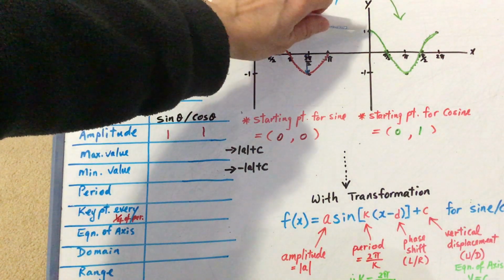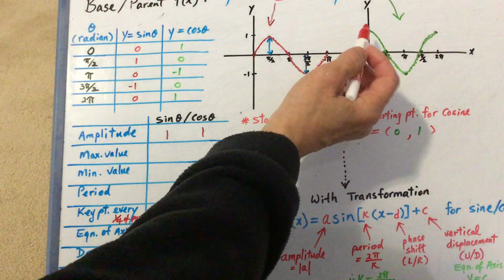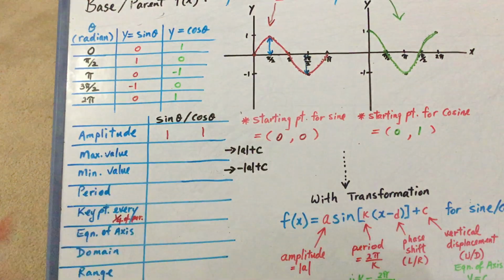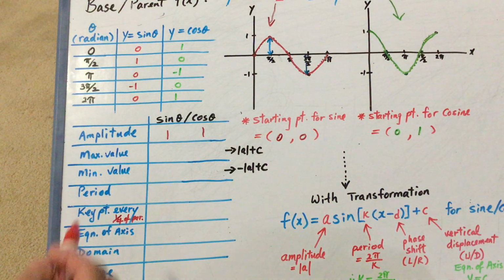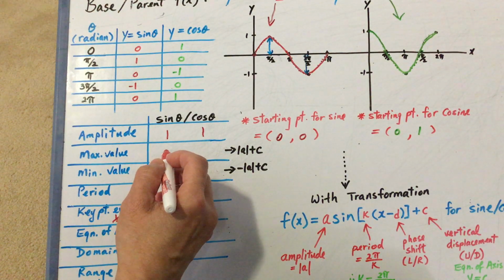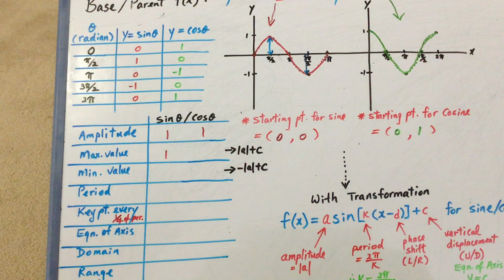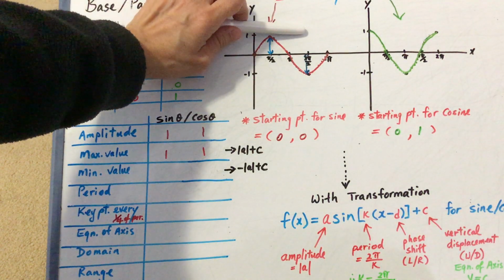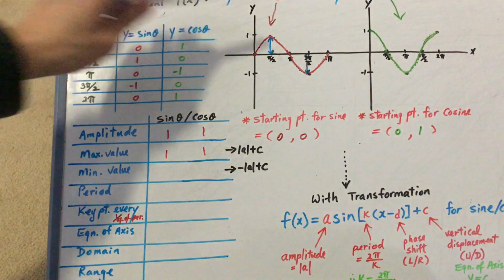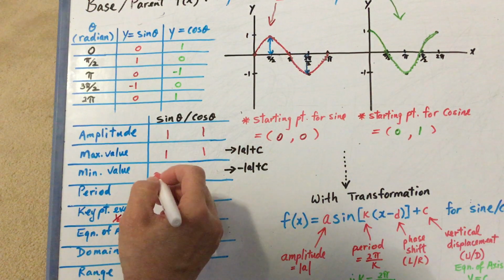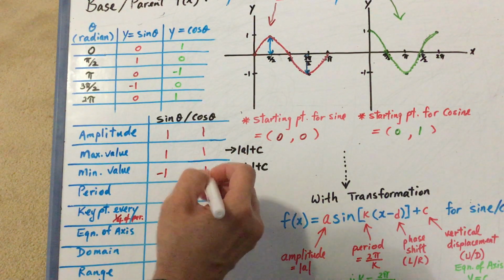Because if you look at the maximum to the middle, or from the middle to the minimum, this is also 1 unit here. The maximum value for the sine is going to be 1, and the maximum value for the cosine is also 1. We're looking at where the maximum of the graph is happening. They all happen at 1. And the minimum values, they both have the same as well. The minimum is going to be -1 and -1.